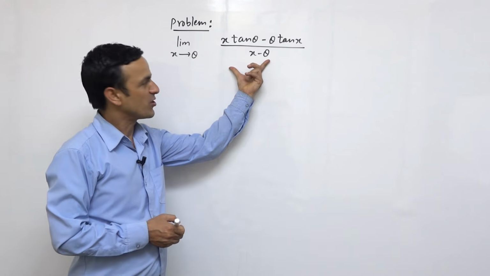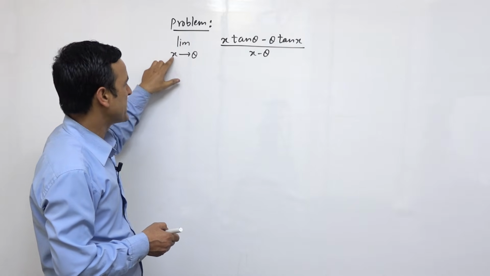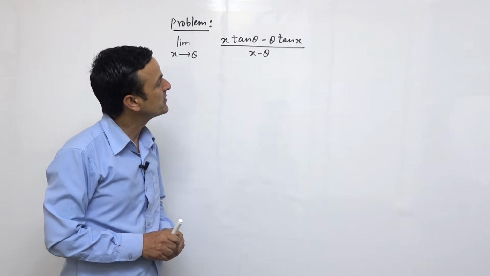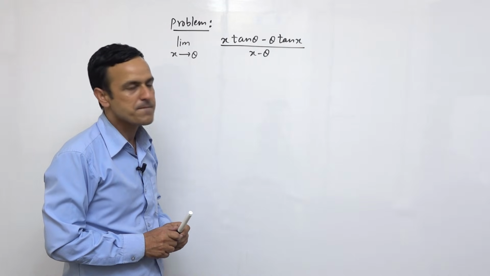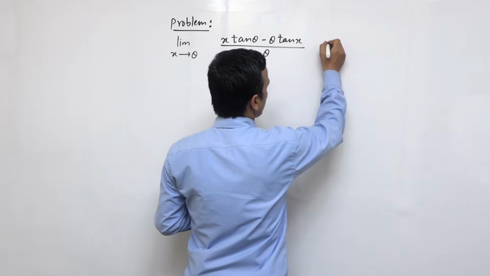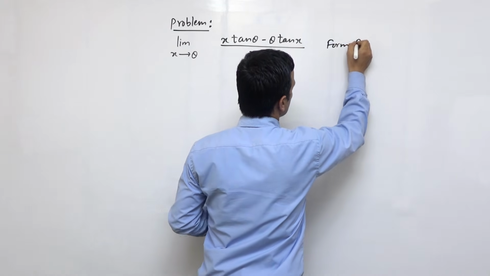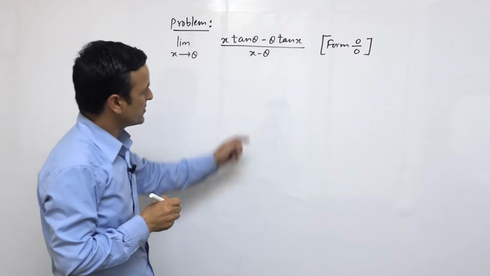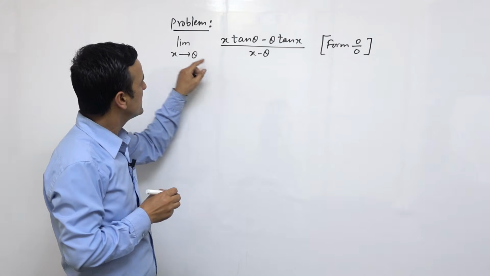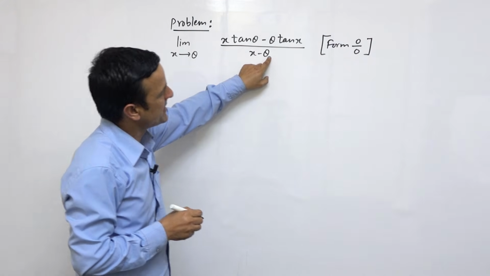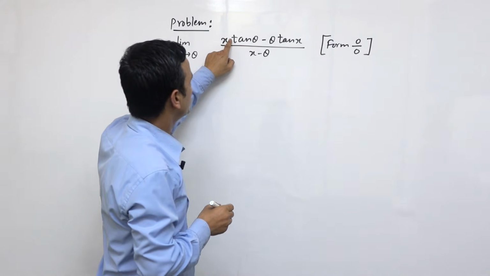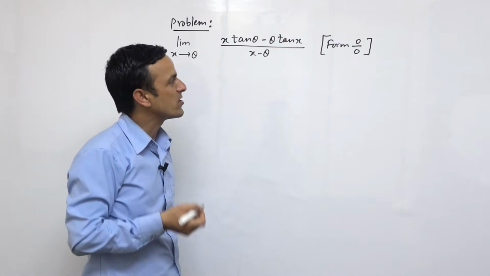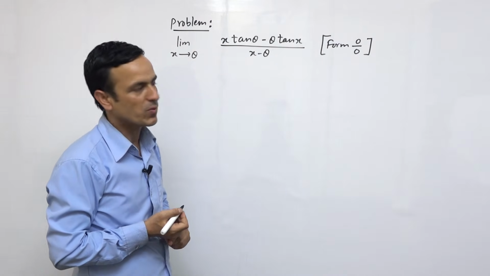यो क्वेशनलाई डिल गरौं. अब हामीसँग यस्तो छ, limit x tends to theta, x tan theta minus theta tan x upon x minus theta. सो यसलाई चेक गर्दा हामीले पाउने फर्म भनेको 0/0 हो. चेक गर्दा हामी get indeterminate form. सो x को ठाउँमा थीटा राख्दा थीटा माइनस थीटा it will be 0, and यहाँ थीटा राख्दा theta tan theta, theta tan theta. We get the similar two terms, that's why it is 0.